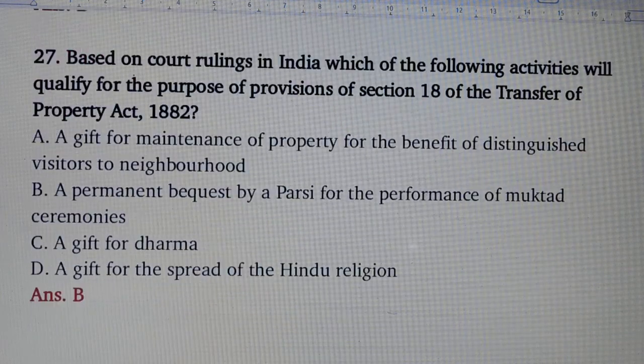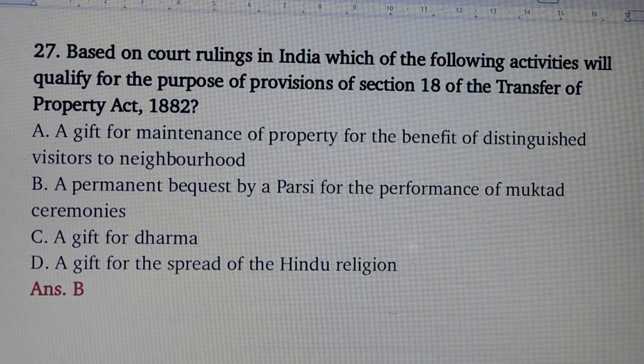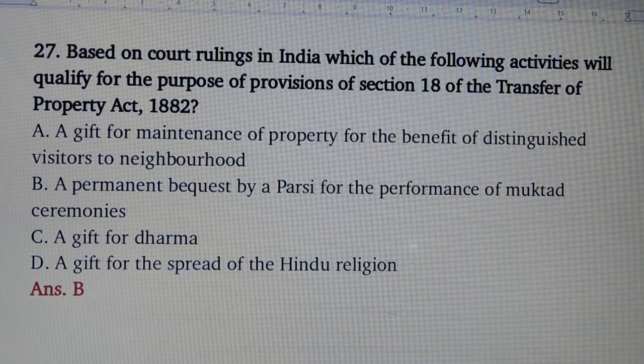Question number 27. Based on court ruling in India, which of the following activities will qualify for the purpose of provision of section 18 of the Transfer of Property Act? Answer is option number B, a permanent bequest by a Parsi for the performance of Muqtad ceremony.